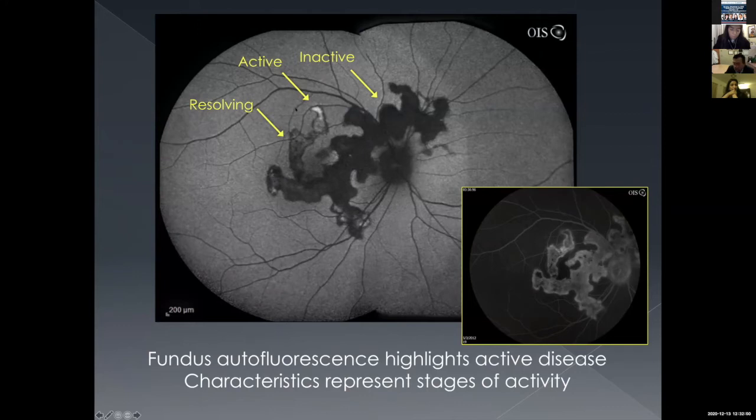And so important to keep that in mind. I find this to be very helpful, especially looking at serpiginous. So it's important to understand the disease phenotype as well as how to follow this disease condition.